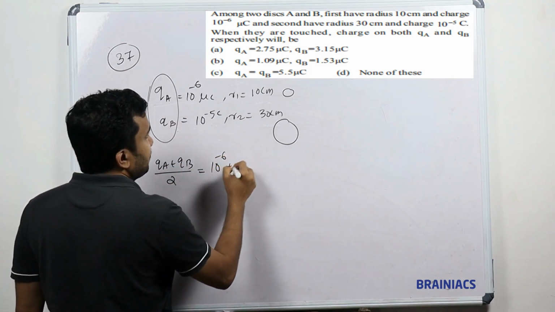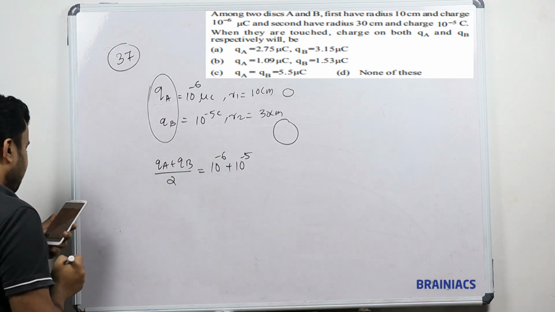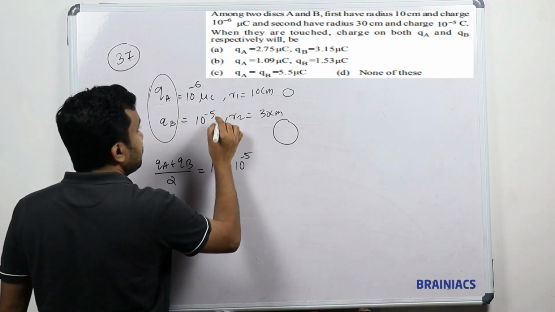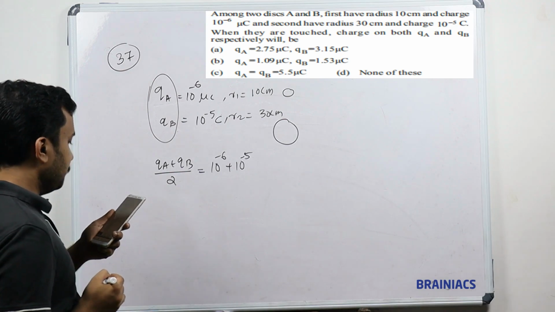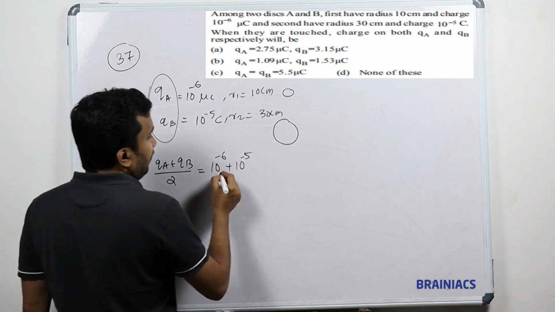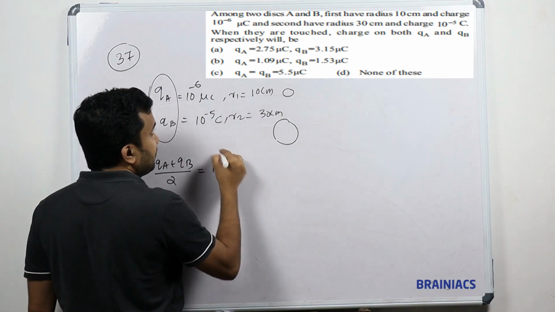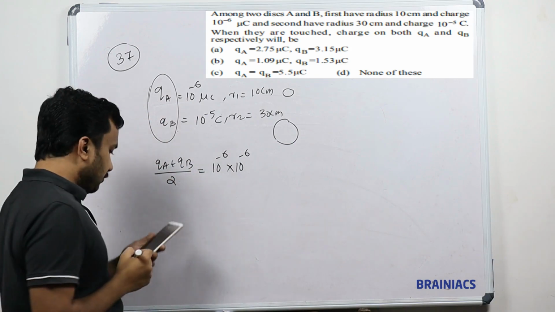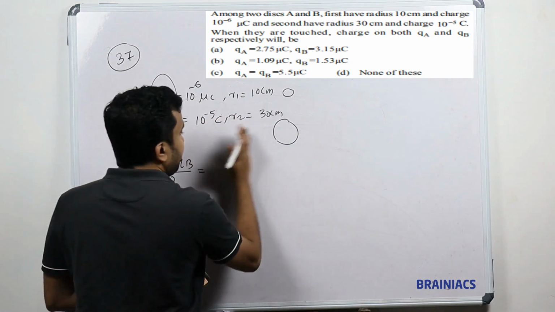10 power minus 6 plus 10 power minus 5. Both are microcoulombs, right? 10 power minus 6 and 10 power minus 5 coulomb. This one is in coulomb and one is in microcoulomb. Okay, so we have to convert the units. But what are the options given? Options are given in terms of microcoulomb. So everything will be made into microcoulomb.